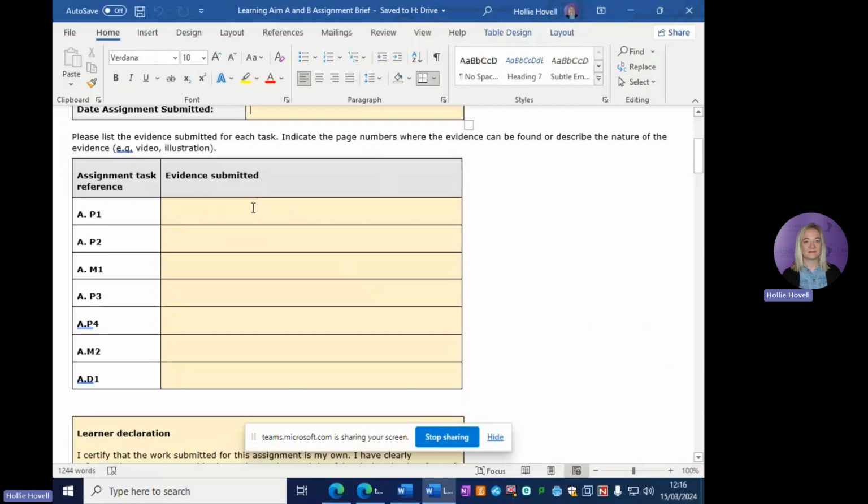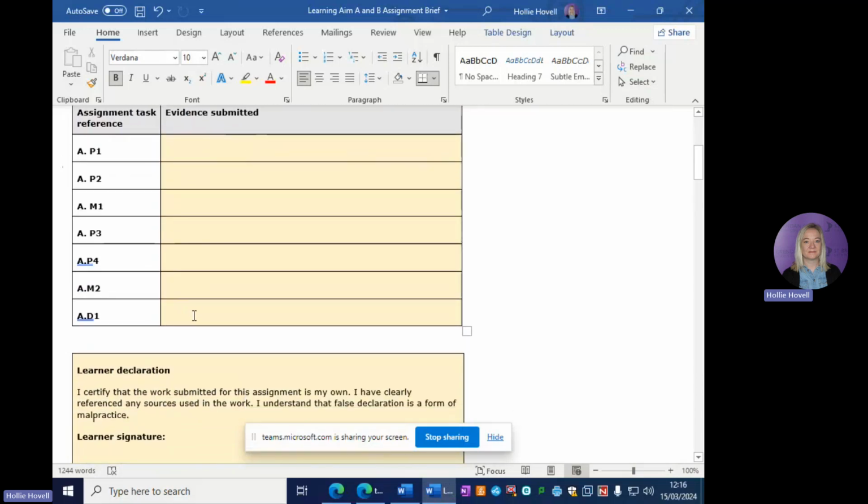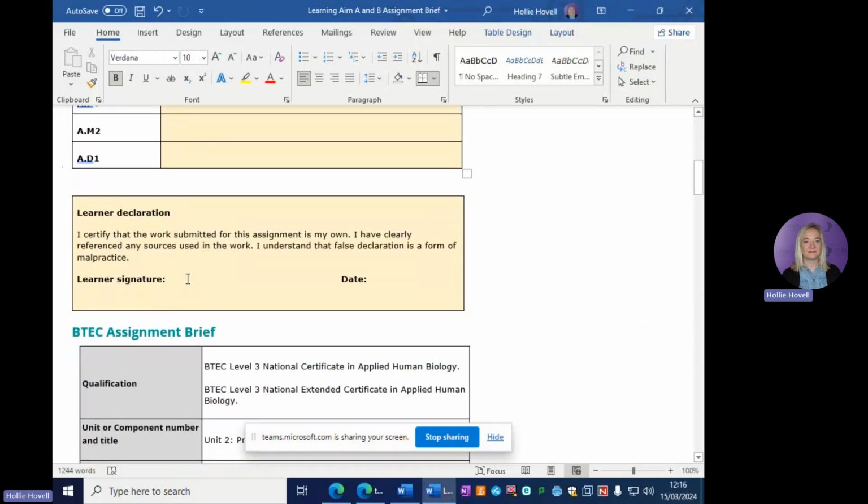Okay, in these boxes here, you're going to write down which pages you have written about each marking criteria. So that's something you probably want to do at the end of each section or at the end of the whole lot. You need to write your signature here. You can just write your name on the computer. So I would write H.A. Val, for example. That's fine.